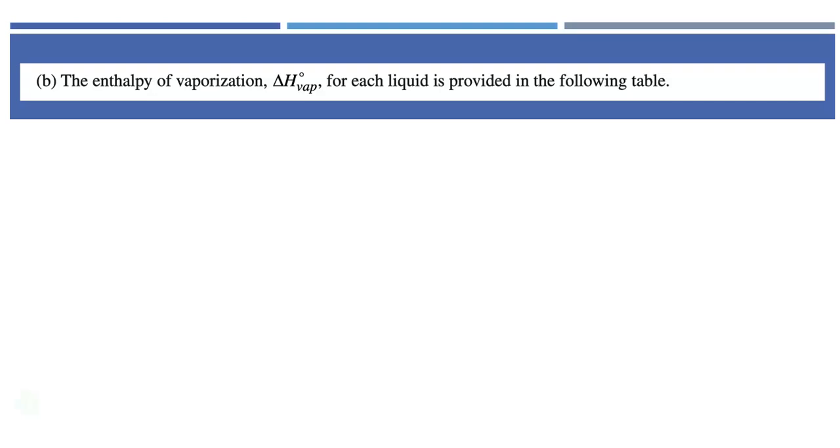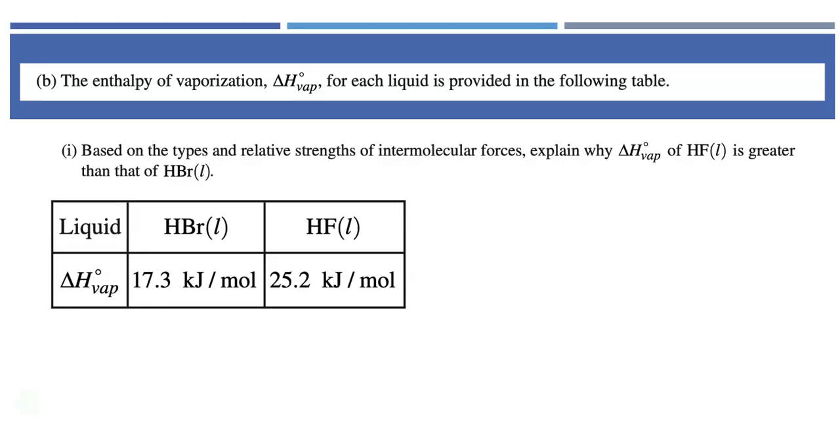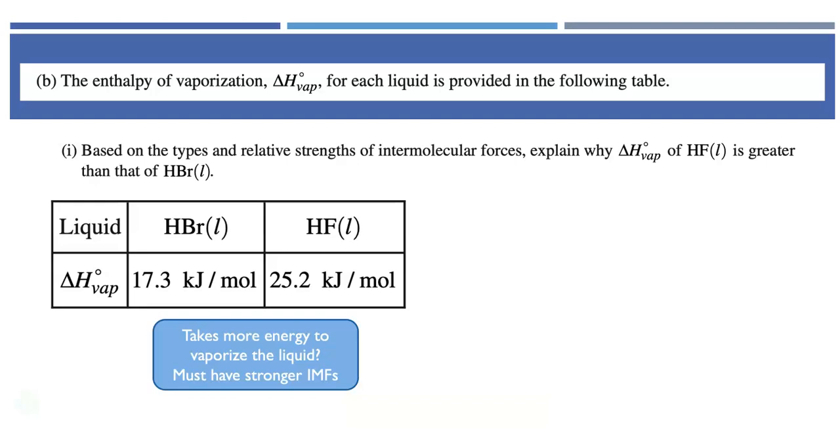The enthalpy of vaporization for each liquid is provided in the following table. So we've got the 2 numbers here. Based on the types and relative strengths of intermolecular forces, explain why the heat of vaporization of HF is greater than that of HBr. Well, we know what kinds of intermolecular attractions are in each one. We just wrote that down in Part A. But looking at the numbers, HF having a higher enthalpy of vaporization means it takes more energy to vaporize HF molecules. Whichever species in the data table that you're given has the higher enthalpy of vaporization, it must have stronger intermolecular forces. And that's really the key point we want to make here.